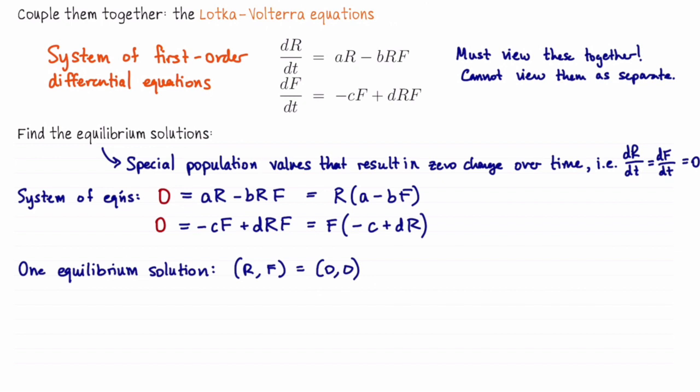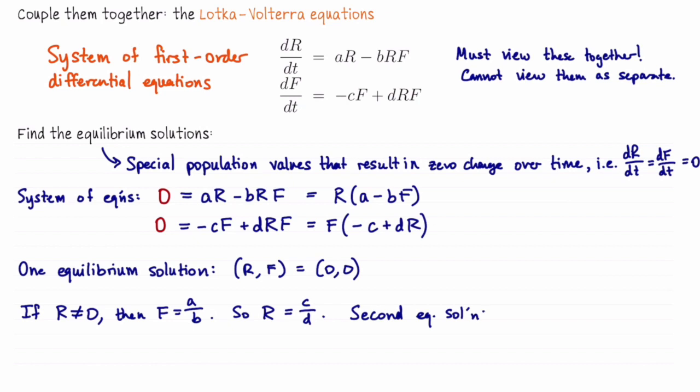If, however, you do have rabbits, then when we look at that first line, if rabbits are non-zero, this first line is only 0 if f equals a over b. A and b are positive, so now f is non-zero. The second line would tell us that if f is not 0, then rabbits must be c over d. Okay, so the second equilibrium solution, written as an ordered pair, is (r, f) equals... sorry, actually I got that backwards. (c/d, a/b).